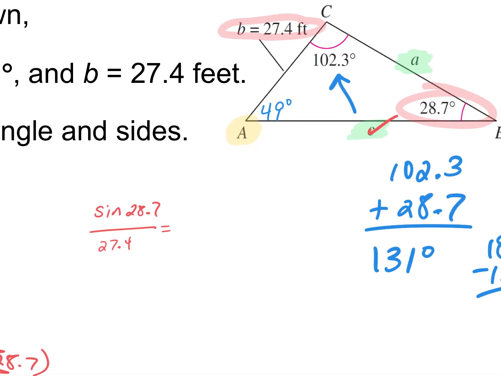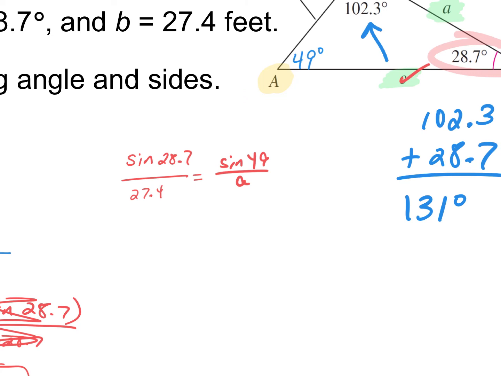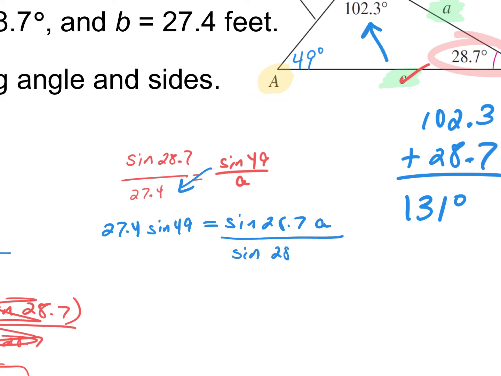Equals, now I'm trying to find side A. So what goes on top? Sine of 49 over side A. And again, you're going to cross multiply. So you have 27.4 times the sine of 49 equals the sine of 28.7 times A. How do you get A all by itself? Divide by the sine of 28.7.